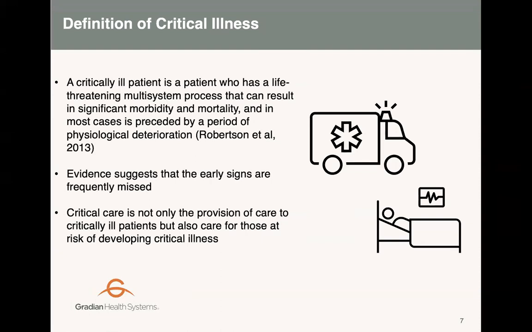And evidence suggests that the early signs are frequently missed because of lack of monitoring, lack of trained manpower, lack of timely communication, or lack of timely resuscitation. Even in well-established setups, we are frequently missing those signs of early detection of critically ill patients. And by definition, critical care is taking care of the critically ill patient who has already gone into physiological deterioration and has multi-system disorder or dysfunction. It's not like that. Patients who are getting into dysfunction, or high-risk patients, are also to be taken care of in the critical care.